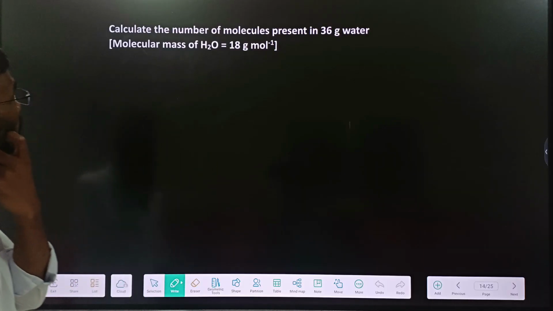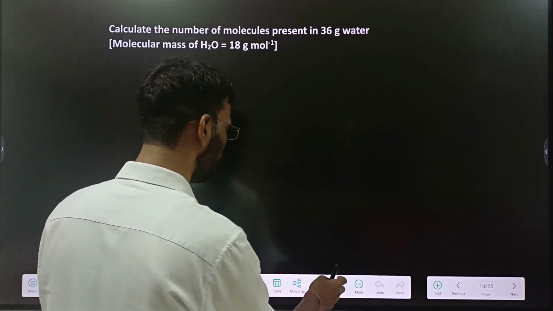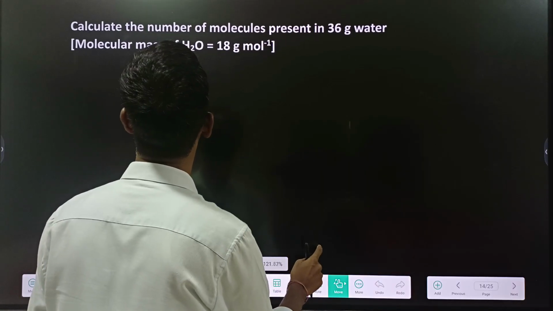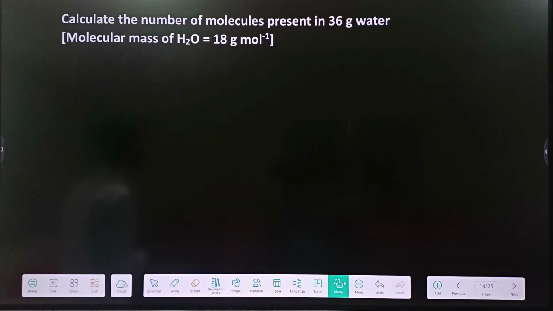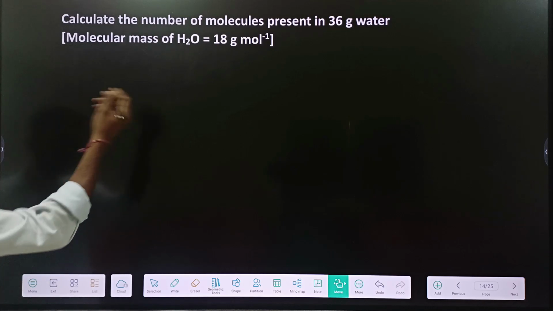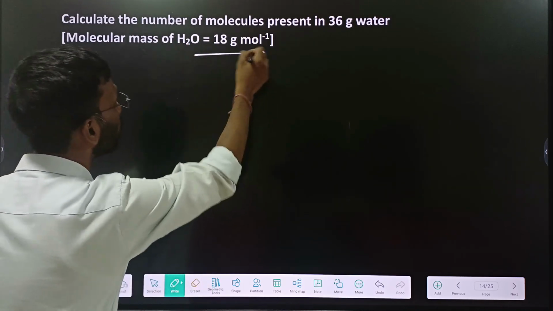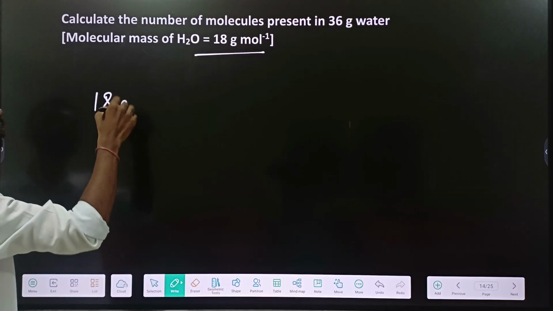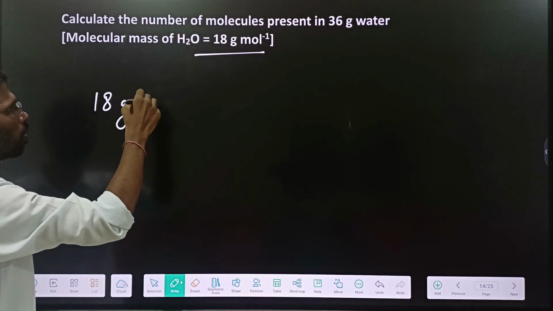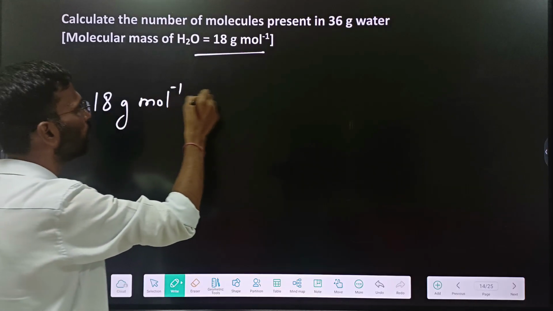Now we'll take this question. Calculate the number of molecules present in 36 gram of water. Again, you can pause this video for some time. Take your time and solve this. Calculate the number of molecules present in 36 gram of water. So we know from the definition of the atomic masses, 18 gram is a molar mass or molecular mass. 18 gram will have how much?